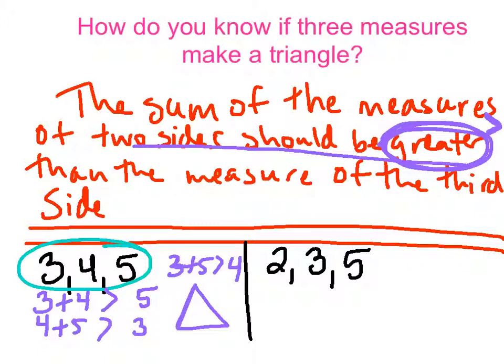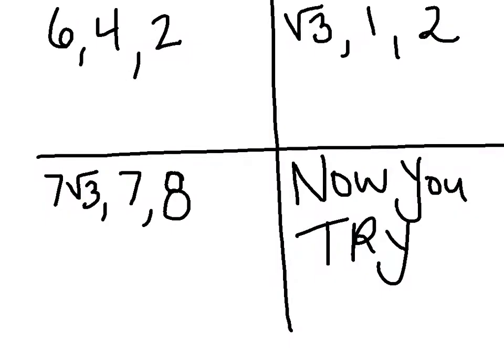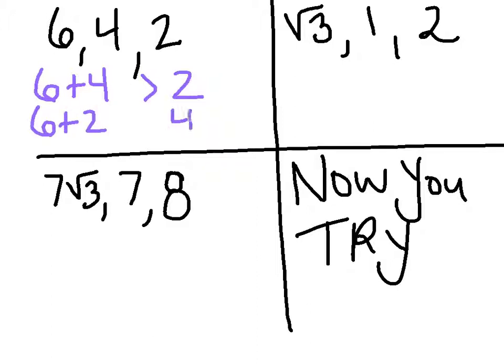Let's look at this other example. 2, 3, 5. Well, in this example, if we get 2 plus 3, what is that in relationship to 5? That's equal. That's not greater, and so therefore we do not have a triangle. Let's look at a few other examples. Okay, 6 plus 4. Yep, that's greater than 2. But 6 plus 2, that's greater than 4. But 4 plus 2 is equal to 6, and so we don't have a triangle.